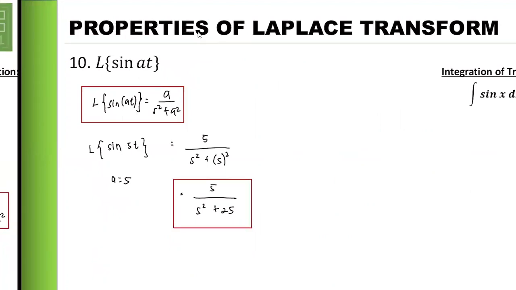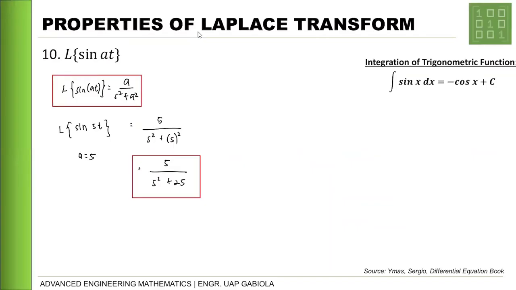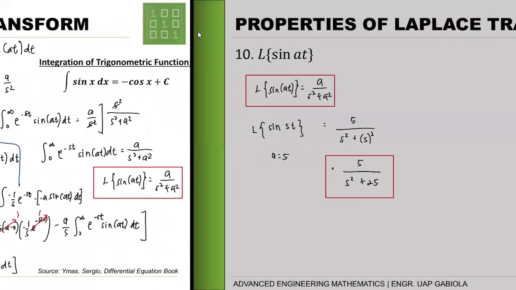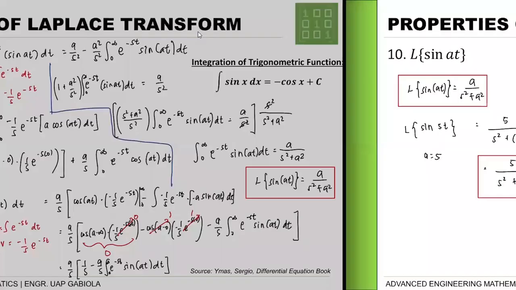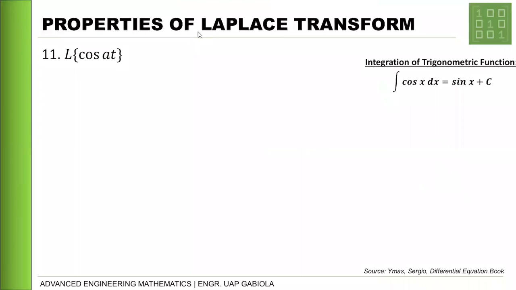Okay? So without even going through the very rigorous calculation using integration by parts, we can already simplify our answer into an algebraic form using the property that we have derived for sine. Okay? So far, this is our 10th property for Laplace transform. As practice, I would like you to try how to get the Laplace transform of cosine of at, no? Here, your answer should be equal to s all over s squared plus a squared.